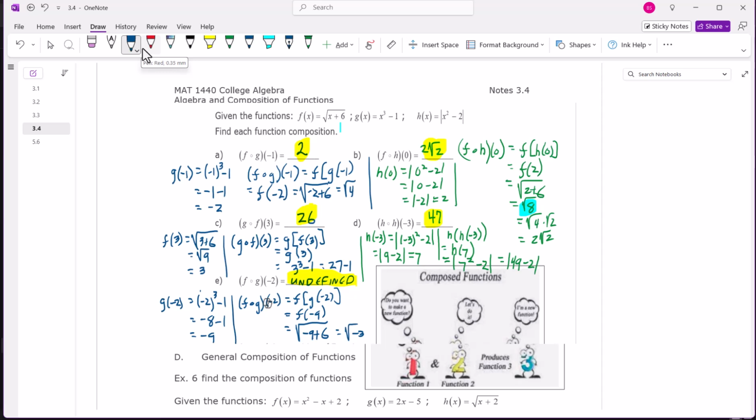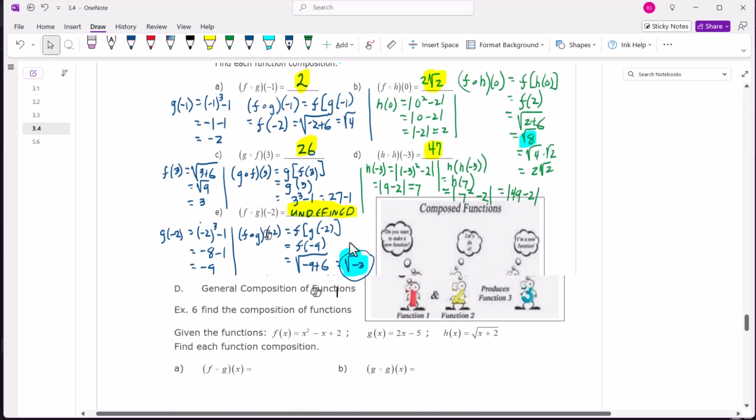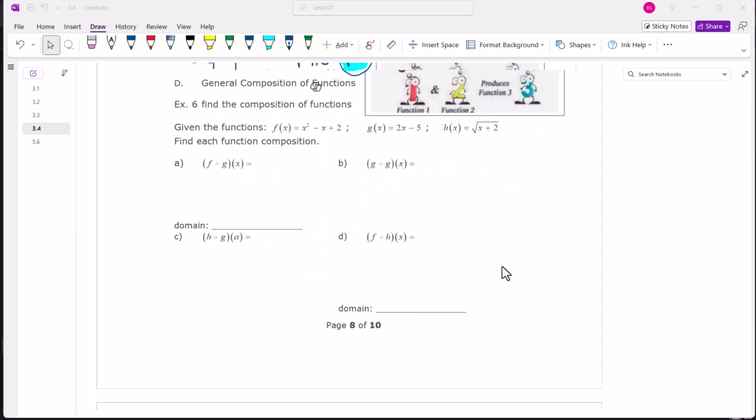The other thing I wanted to mention is the last one. What happened on this one is you ended up with a square root of a negative number, and you can't do that, so we're not looking for imaginary numbers. That one's undefined. Now what I'm going to do is look at composition of functions. We're not doing anything, just evaluating. One of the things I'll talk about is the domain also.